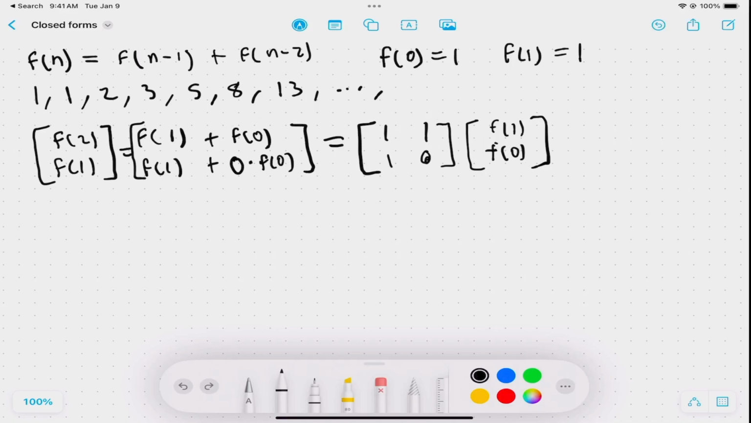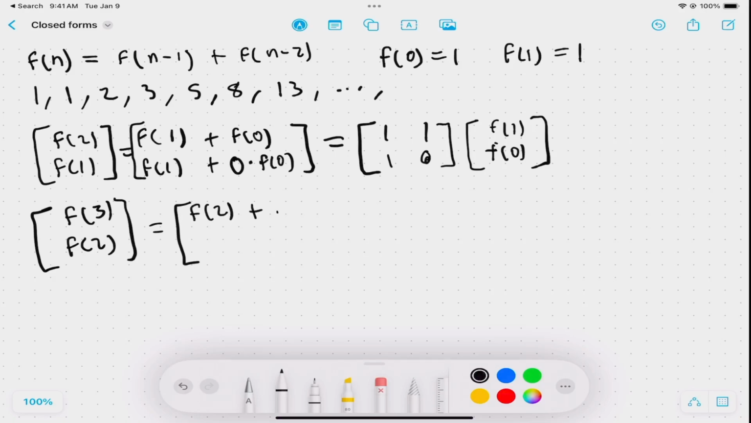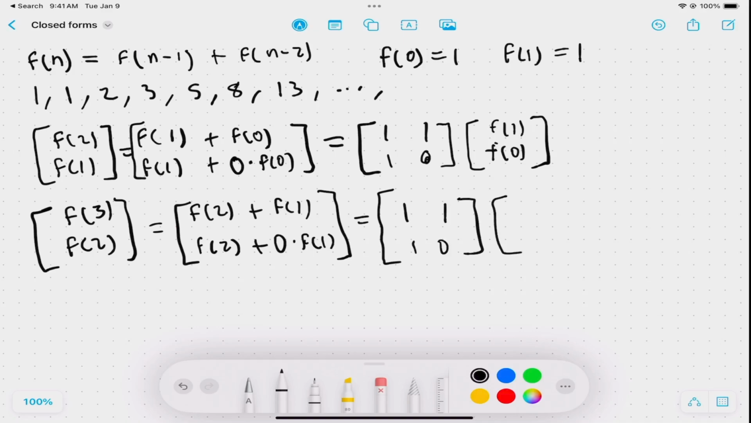Now what about the next numbers? So like f of 3 and f of 2. Well, f of 3 is f of 2 plus f of 1. And we're going to do the same trick here, where f of 2 is 1 f of 2 plus 0 f of 1s. And then we can do the same process, take out the coefficients, and we multiply it times the vector f of 2, f of 1.